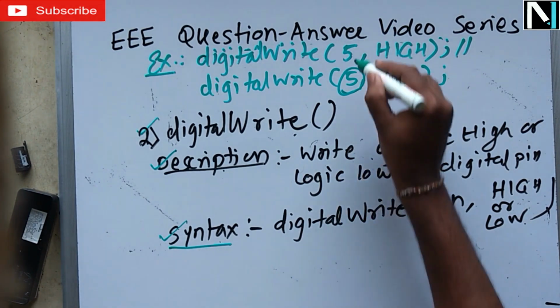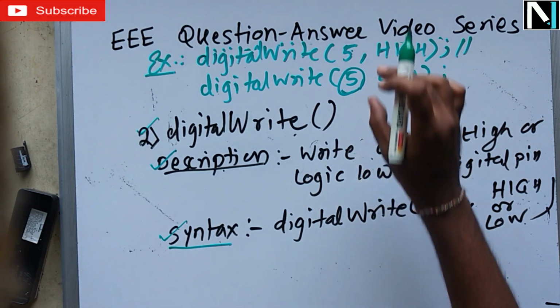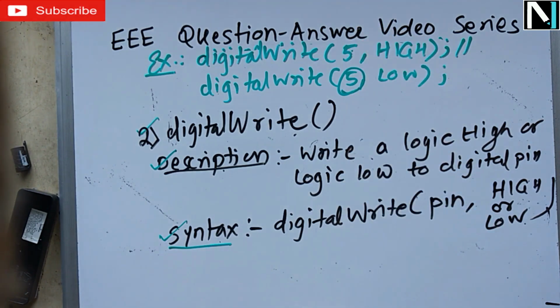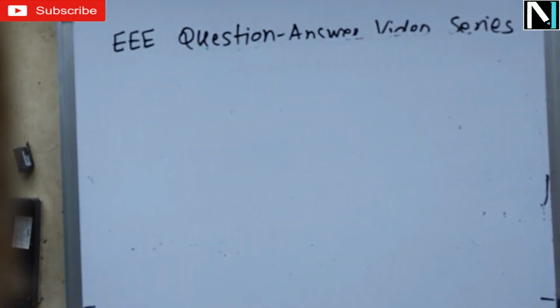You can take any pin from D0 to D13, provided that, or I would say that, don't use pin number 0 and 1 over here, because digital pin number 0 and 1 are used as receiver and transmission pins in case of serial communication. So please try to avoid those pins. So this explanation was related with digital output function.